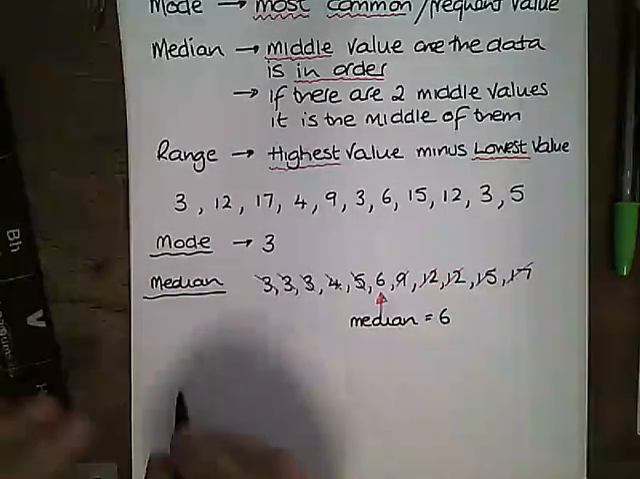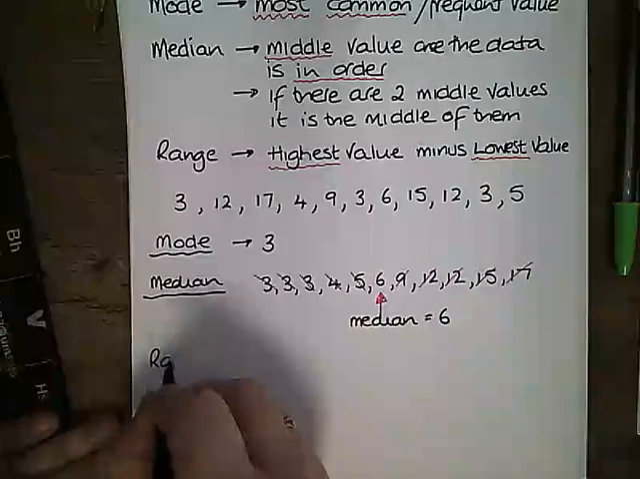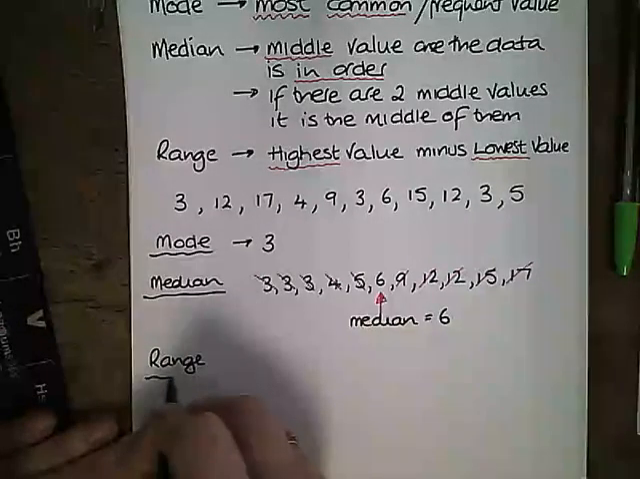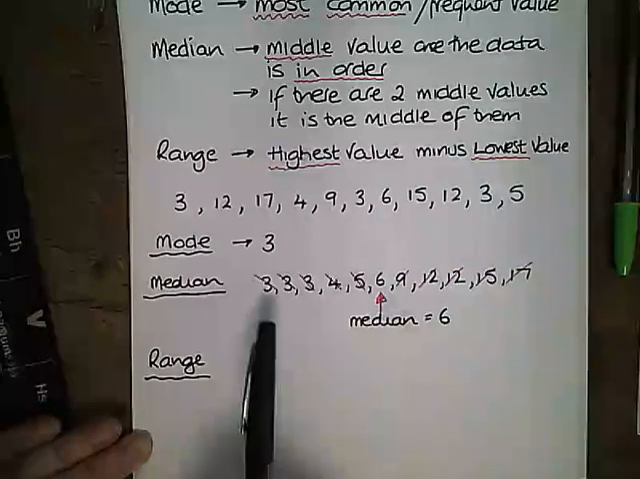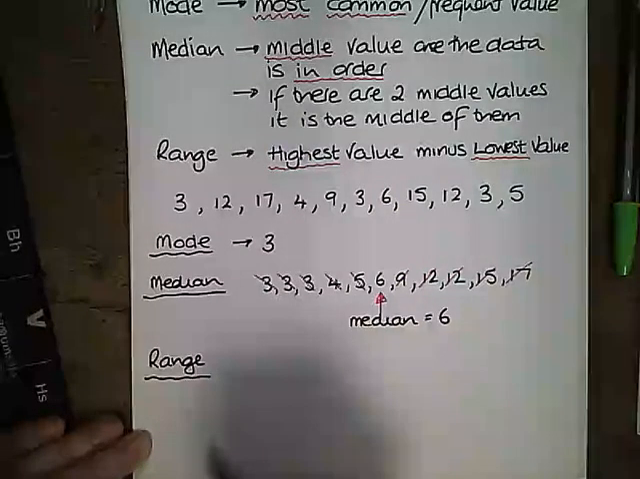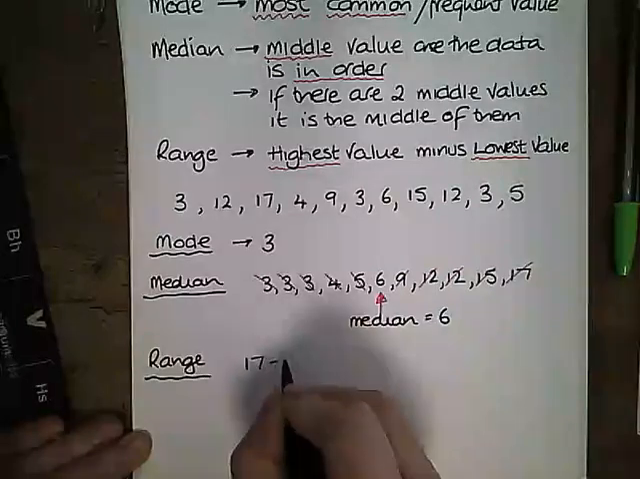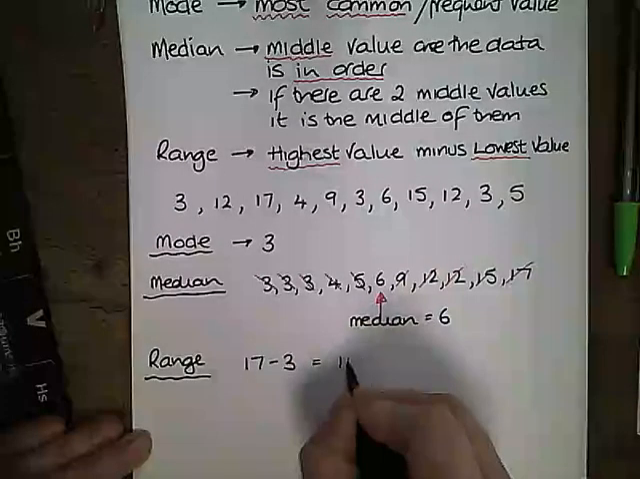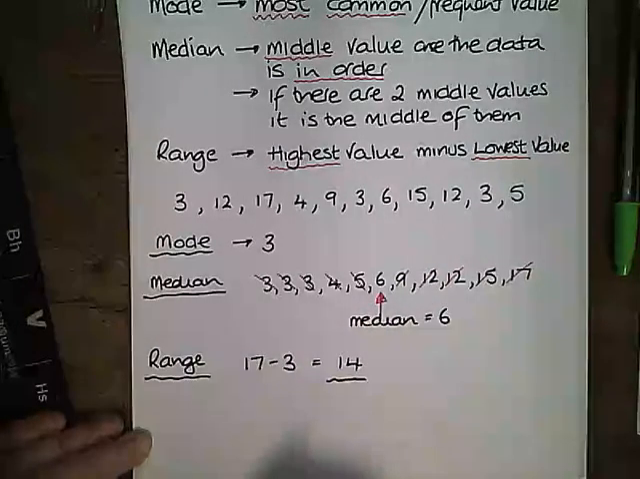And finally, the range is the highest value, take away the lowest value. And it's really helpful if you've put the data in order from finding the median, then you'll be able to see what your highest value and your lowest value is. So in this case, it's 17, take away 3, which is 14. So the range of that set of data is 14.